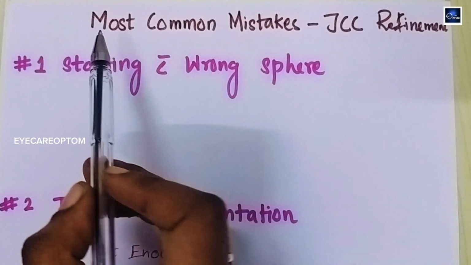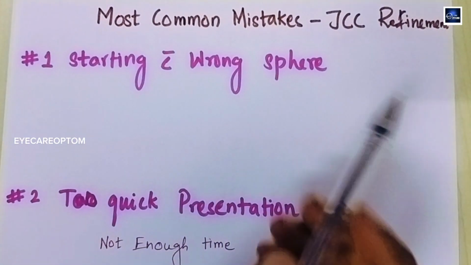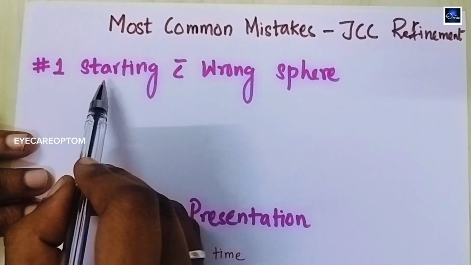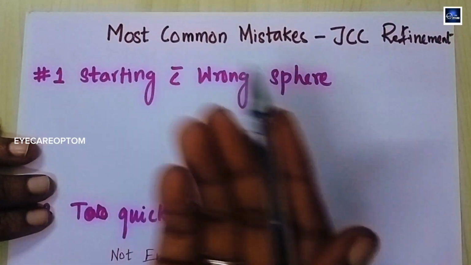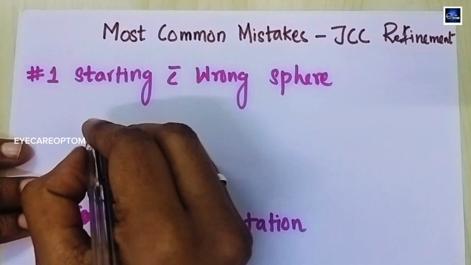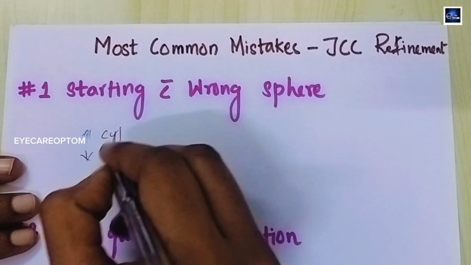In this video, I am going to talk about the most common mistakes during JCC refinement. Number one mistake, starting with a wrong sphere. This happens when we have a patient with a large amount of cylindrical power and small amount of spherical power.